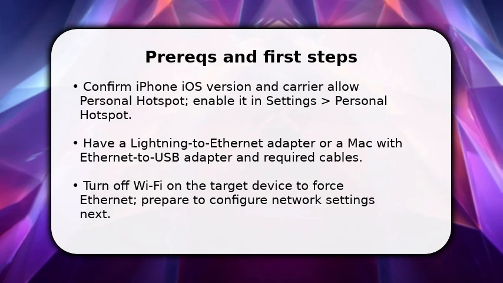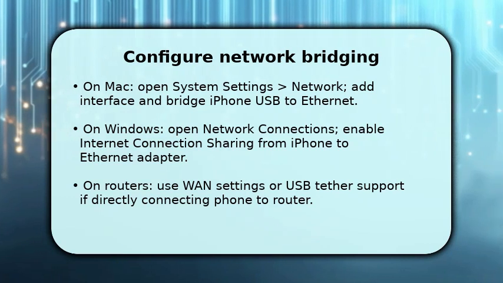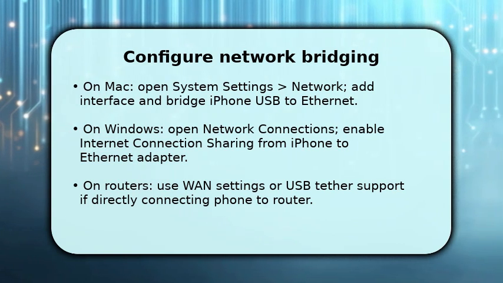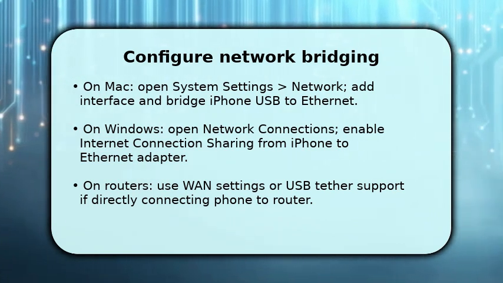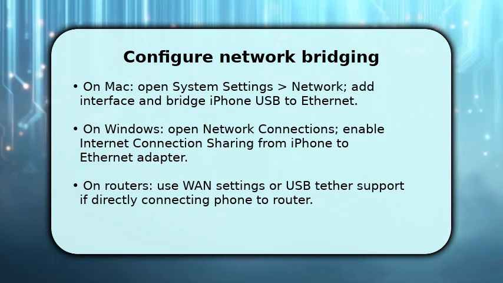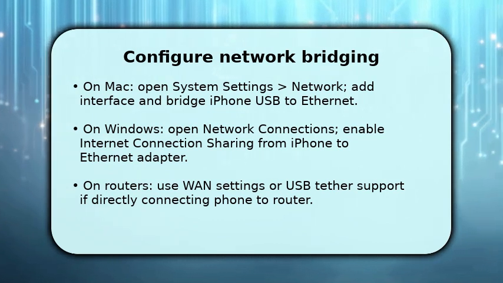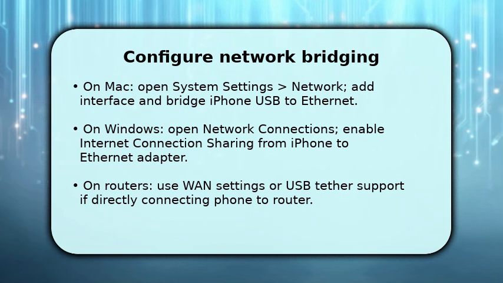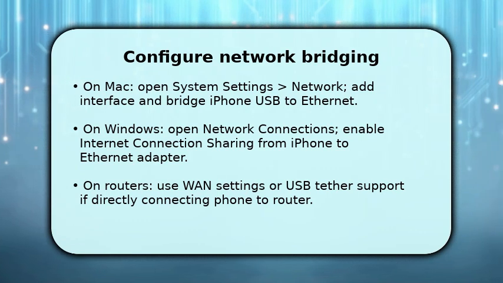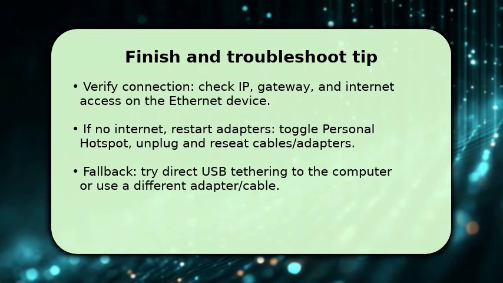Next, you configure bridging so the phone's internet travels over Ethernet. On a Mac, go to System Settings Network, select the iPhone USB interface and share it to the Ethernet adapter. Set IPv4 to DHCP. On Windows, open Network Connections, right-click the iPhone network, choose Properties Sharing, and enable sharing to the Ethernet adapter. If connecting to a router, use its USB tether support or set the router's WAN to obtain IP from the phone. Make sure to finish, verify the Ethernet device has an IP and gateway assigned and test a website or ping a public DNS.